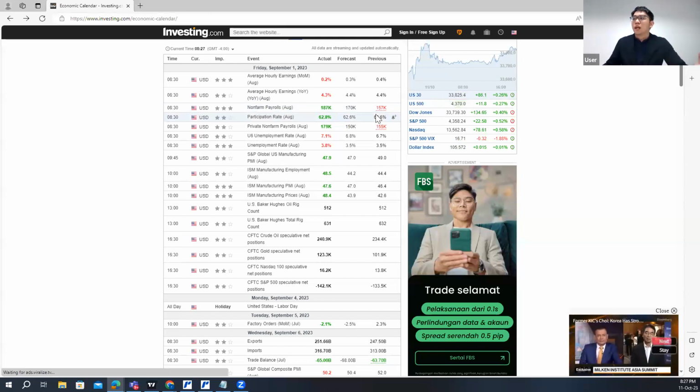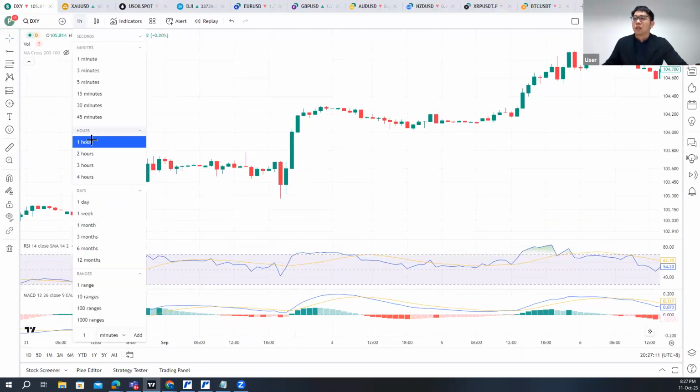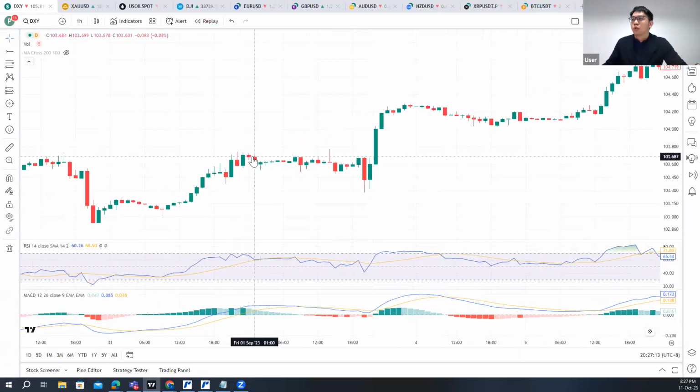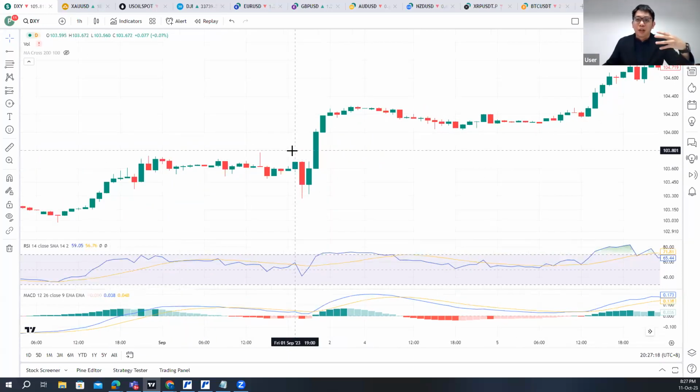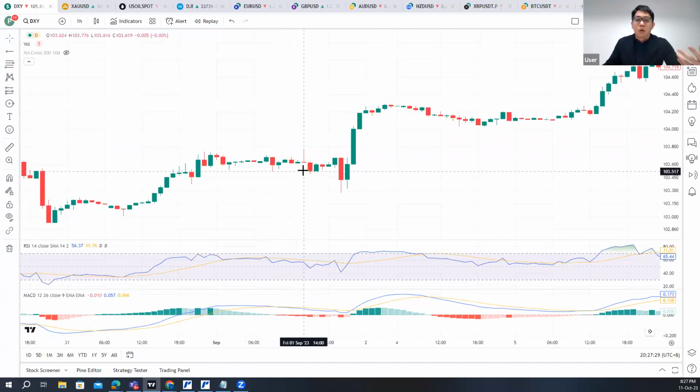So when we see a higher reading of the NFP, we can expect the dollar to be strong. Okay, so this one is H1. This is to show you a clearer picture of what happens when the news came out and the price reacted to the news. At this time, when the NFP was released and the number was good, it had a positive impact on the DXY, on the dollar index.